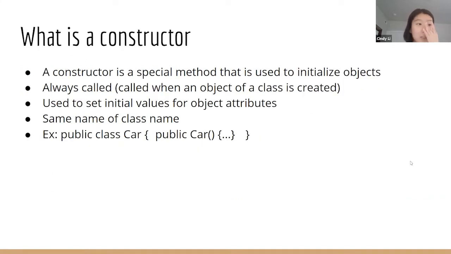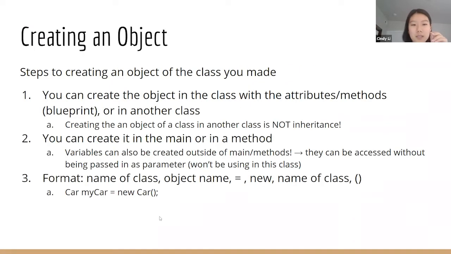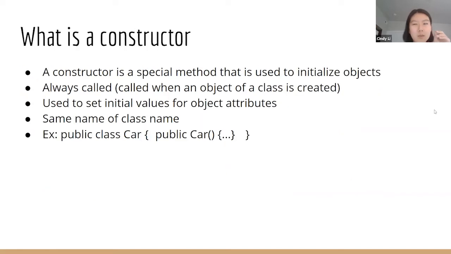Next, let's talk about what a constructor is. A constructor is a special method. It is a special method, but it's a method nonetheless. So this right here is the constructor method. You don't have to know exactly what that means, but you can keep it in the back of your mind. It's a special method that's used to initialize an object. It is always called when you create an object; you call the constructor method.